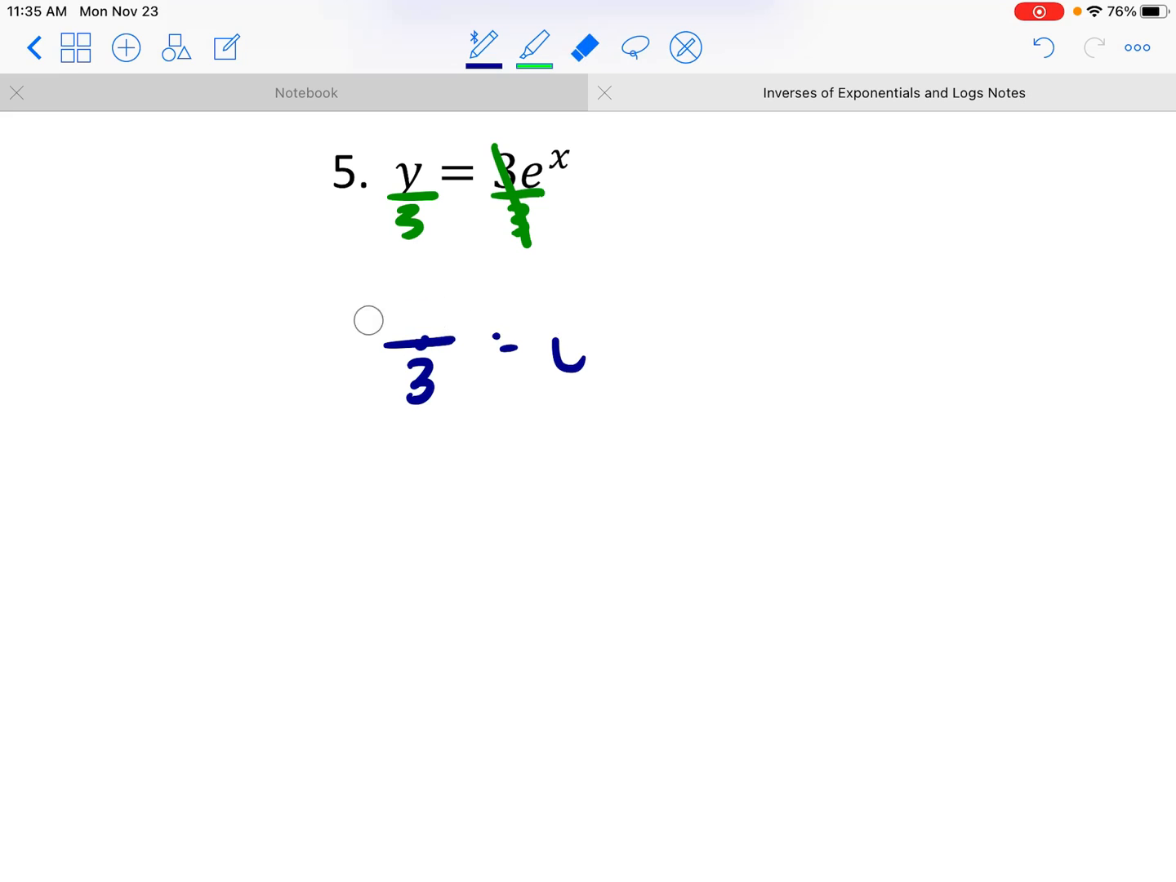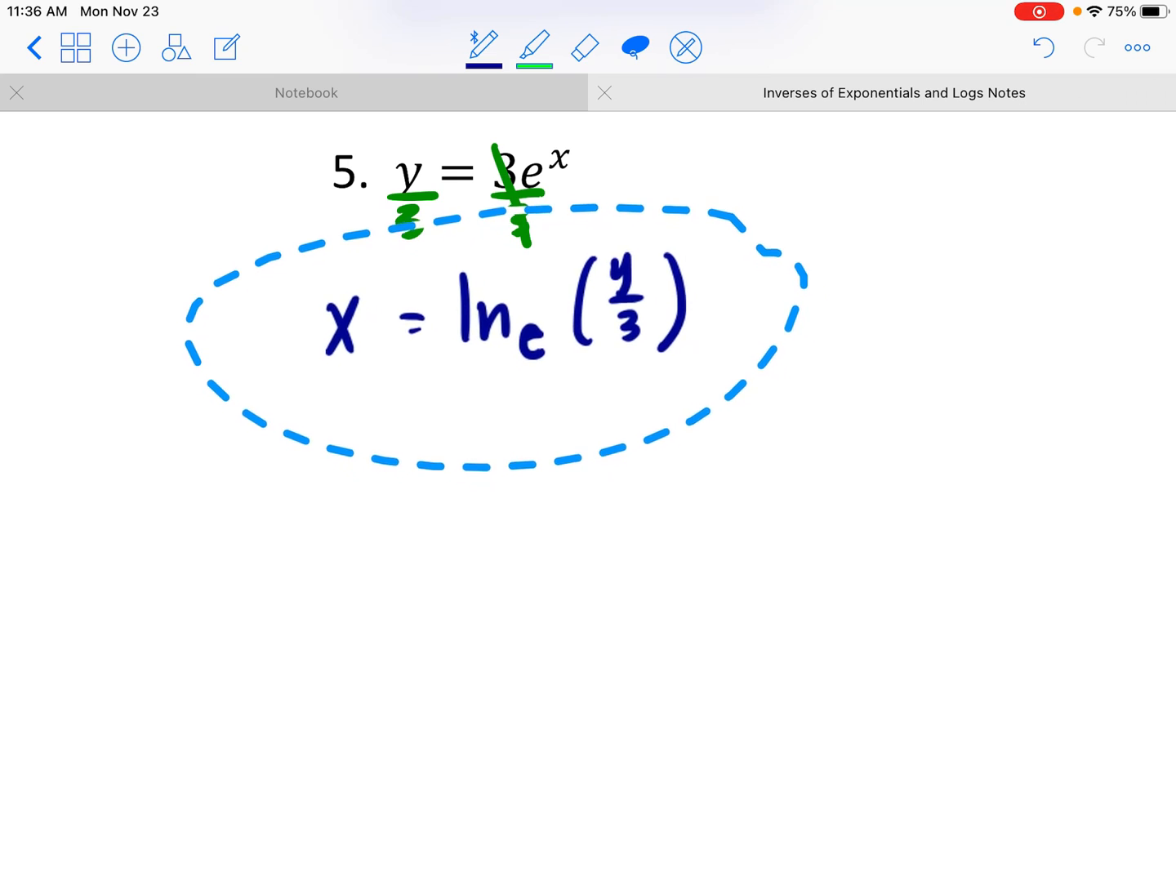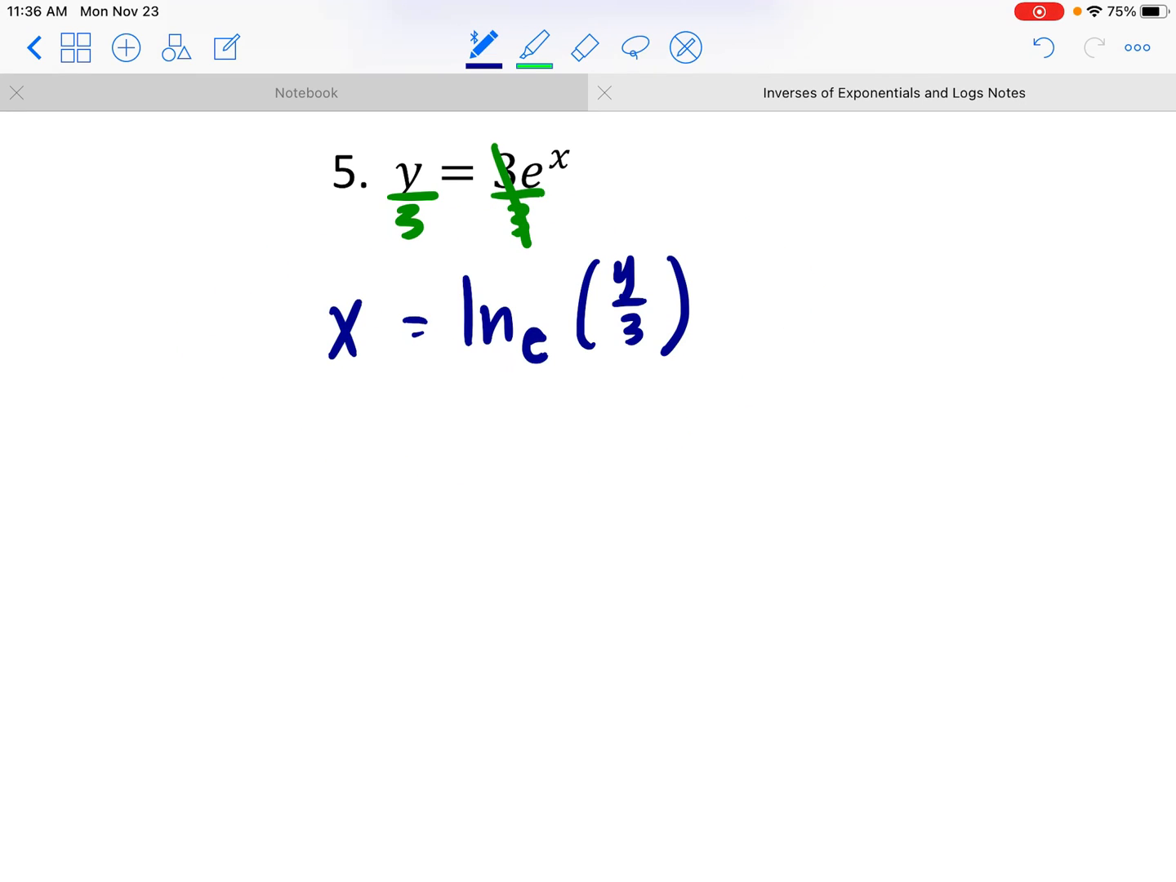So let me just do this again. Divide the 3 over. Now we're ready to rewrite this. So the exponent of x becomes the answer. It's going to be equal to the natural log, which is already base e, of the argument, which is y over 3. So now we are solved for x. But remember, that base of e is implied there. I'm writing it so you see it doesn't just disappear, but this is the same as just the natural log of y over 3. But we have solved for x.